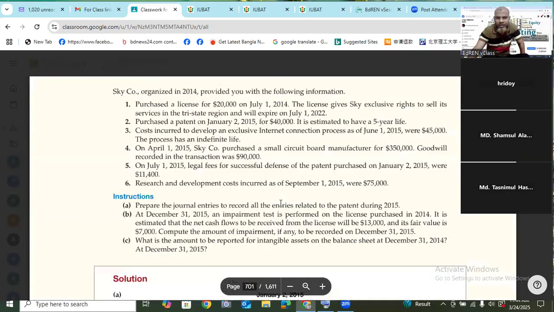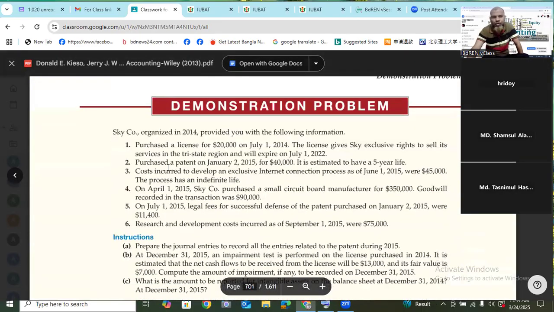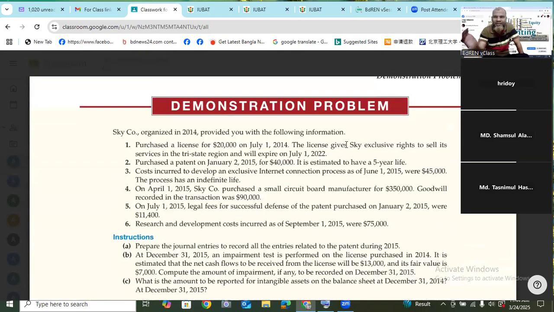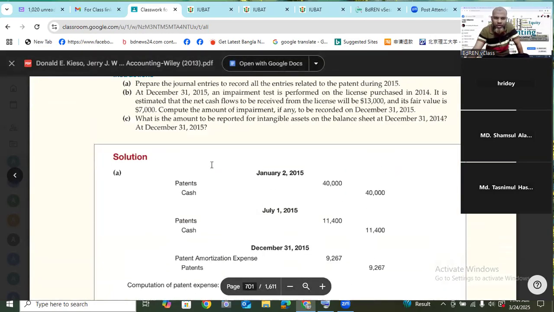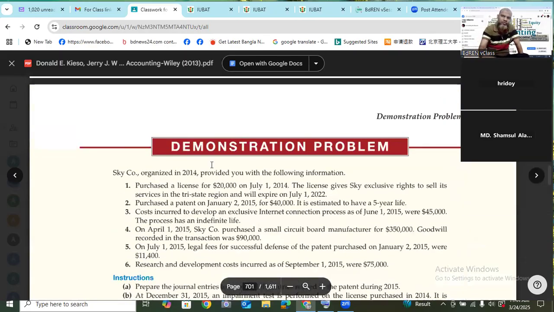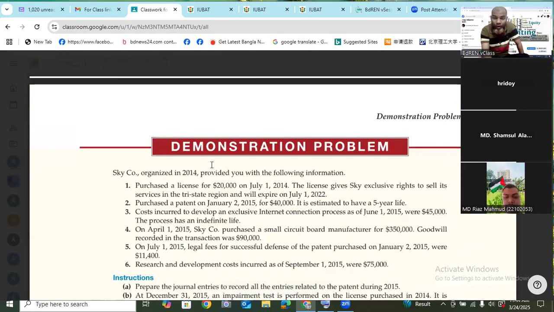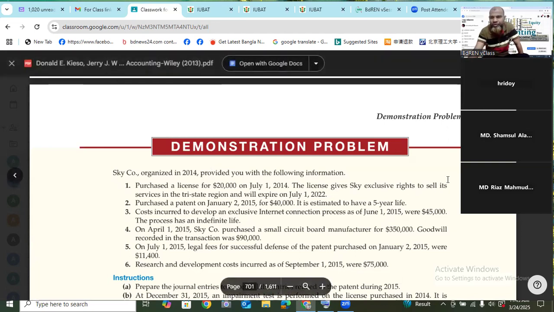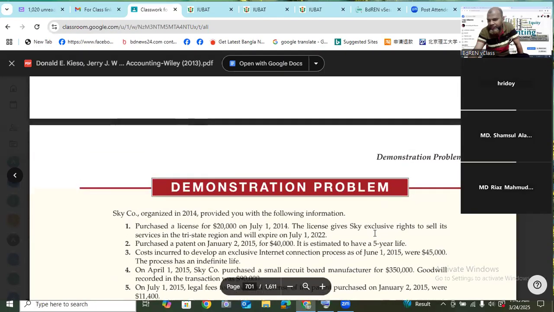Now, last demonstration problem. Now I discuss one demonstration problem which is solved in this book. You can read it yourself at home, or I just discuss the main problem here and discuss how to solve it also. So maybe 20 minutes remaining, or 15 minutes.